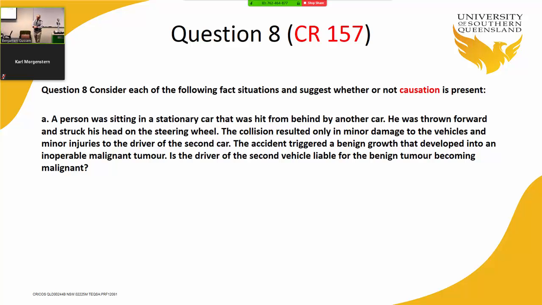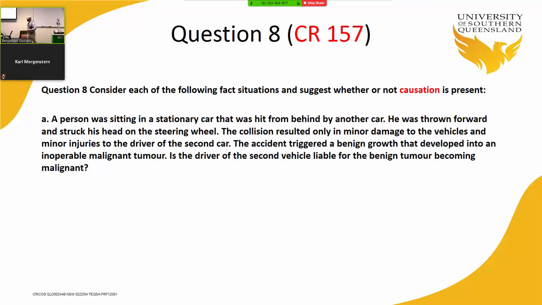It does say clearly that the collision resulted in... So there is no what we call novus actus interveniens. Just assume what you have in front of you. Based on that, is there actual causation? Most likely, yes. A reasonable person would come to the conclusion that but for the collision, there wouldn't be a malignant tumor.